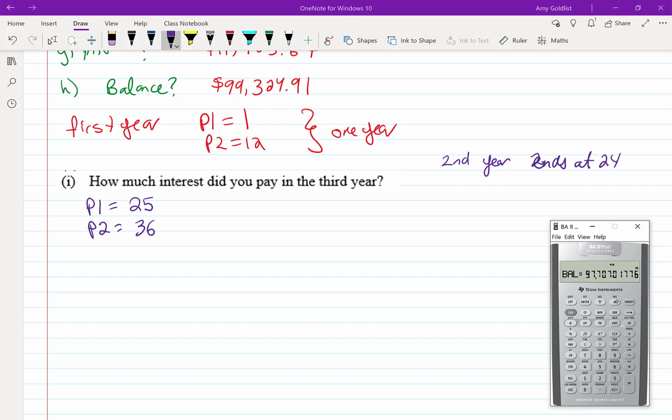So over those 3 years, we paid less interest than we did in the first year, but we still paid $11,781.58 worth of interest.